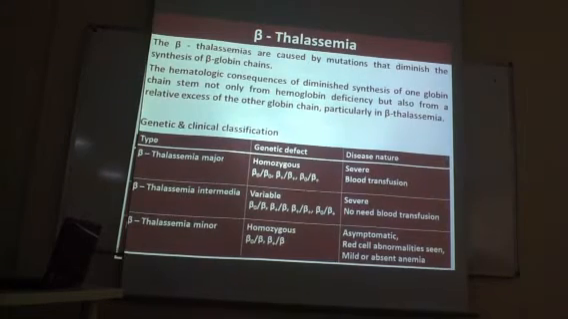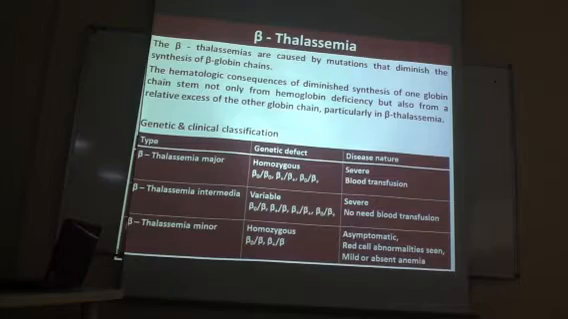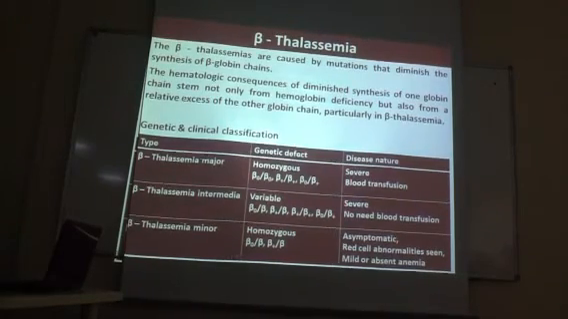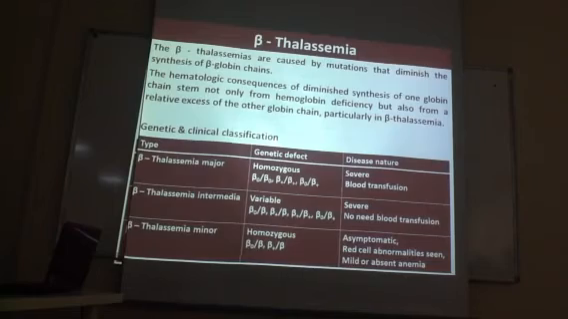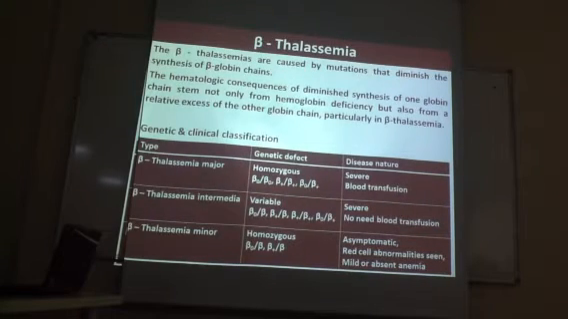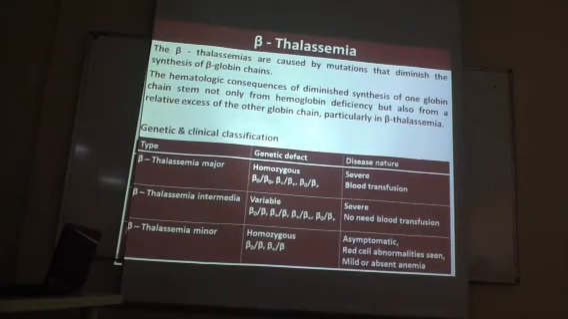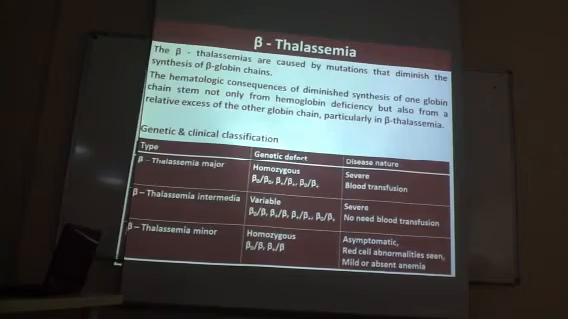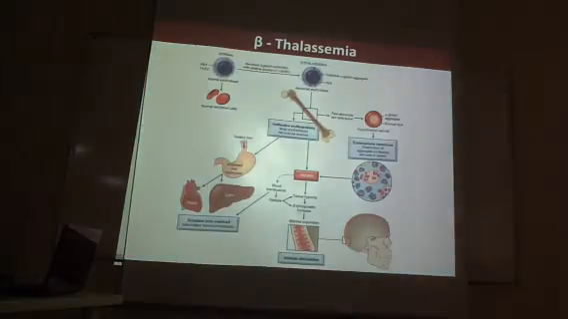Homozygous means both chains are affected. We have 2 chains, and both are affected. Beta thalassemia minor is heterozygous, with one affected and one normal. Sorry, the slide was typed wrong. Beta thalassemia minor is heterozygous, and they are asymptomatic. Beta thalassemia major is a disease. They have completely severe anemia, and they are totally dependent on blood transfusion.